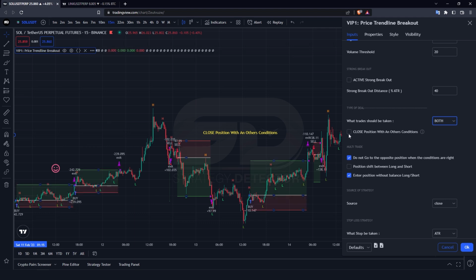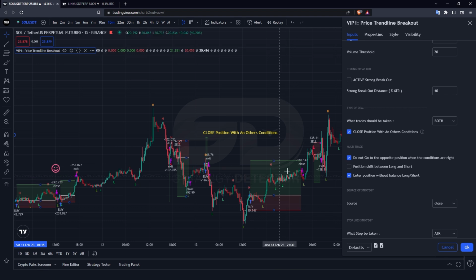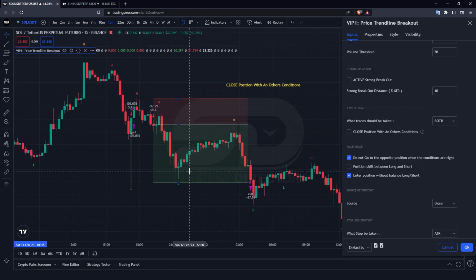Alright, the next feature is close position with another condition. We tick this one, and now if we have a breakout in the opposite direction of the current position, the strategy will close the position. Let me turn this off and give you an example in the chart.